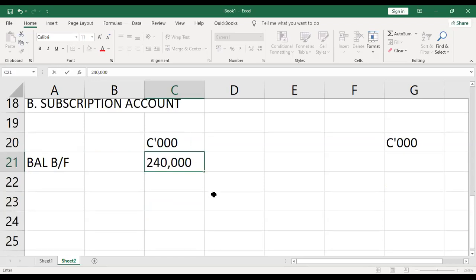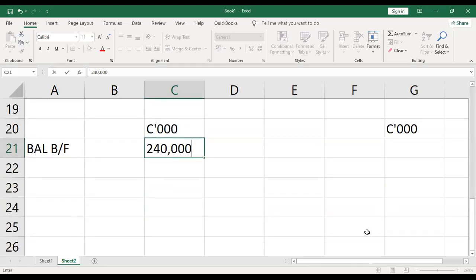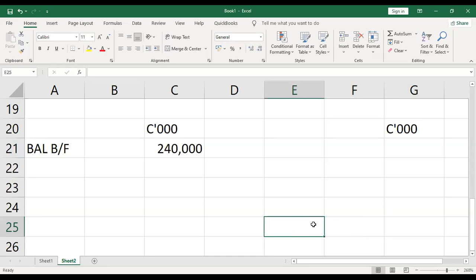So if the balance brought forward is here, then the closing balance will be at the other side of the account. So balance carried down. That's for that year. Then that's carried down. It is the opening balance of 2015, which is 360,000.